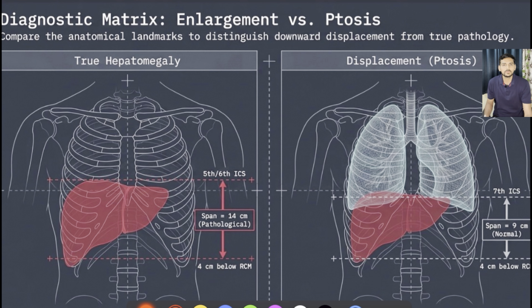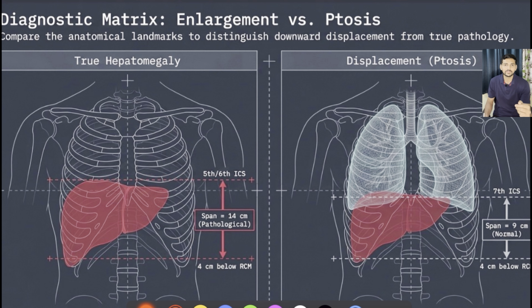Majority of the times during palpation, we get roughly about 2 to 3 centimeters of liver below right costal margin, and that is absolutely normal. But in some cases, we might get up to 5 or 6 centimeters of liver below right costal margin. During that time, don't comment it as hepatomegaly. Always check for the upper margin of liver.